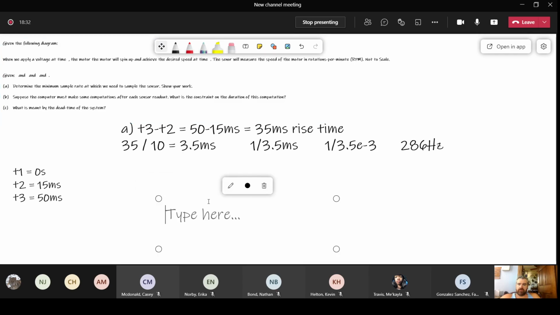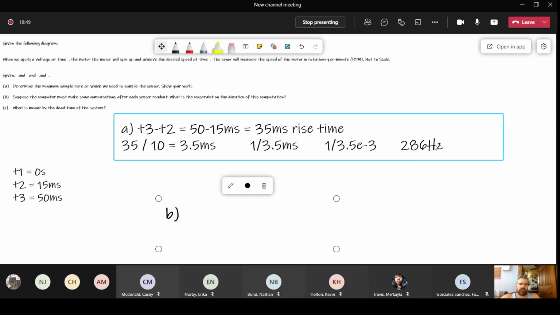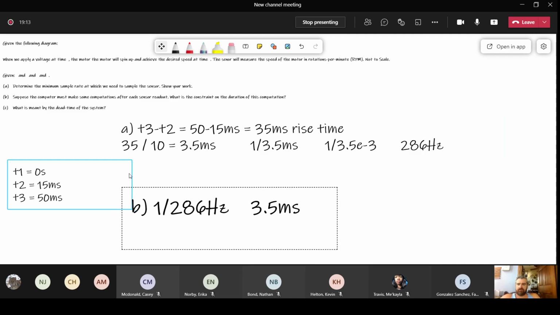Try this again. Okay, part B. Suppose the computer must make some computations after each sensor readout. What constrains the duration of the computation? So there are sort of two ways to get that. One that might be obvious is to just take 1 over the sample rate, which gives you back this number, or maybe you just got this number directly. And so either way, 1 over 286 hertz is 3.5 milliseconds. So that's just the answer. You go back to 3.5 milliseconds as your answer.